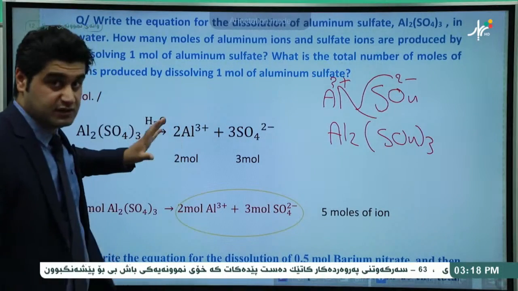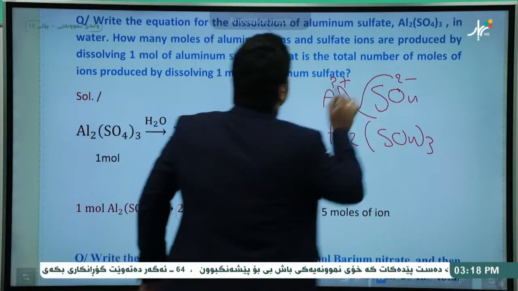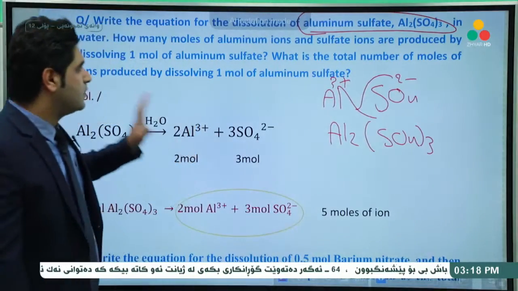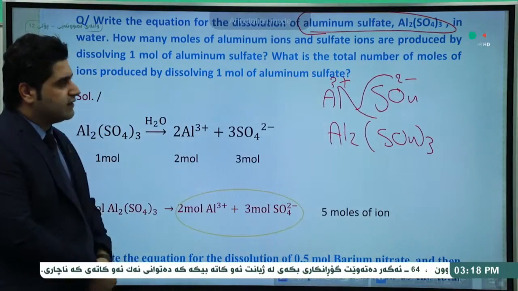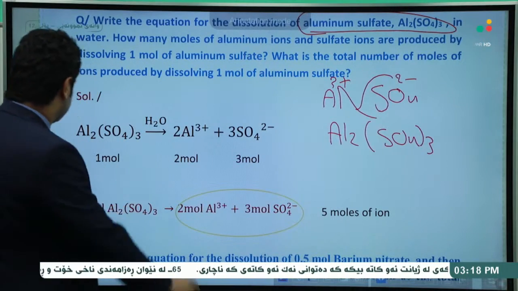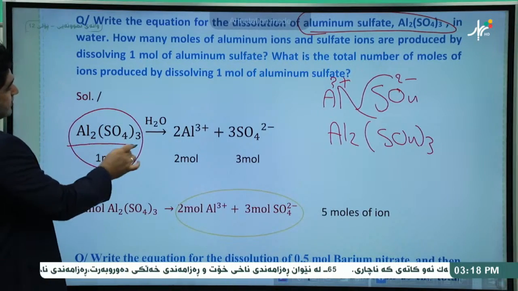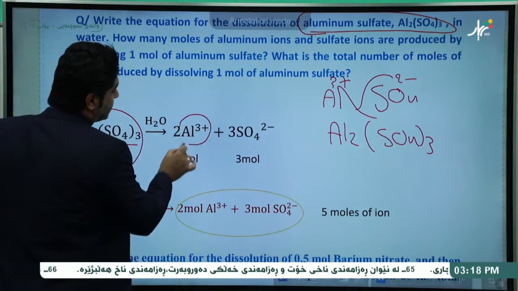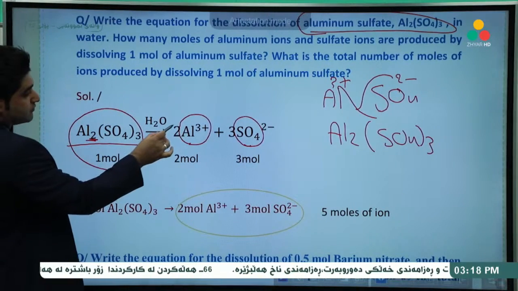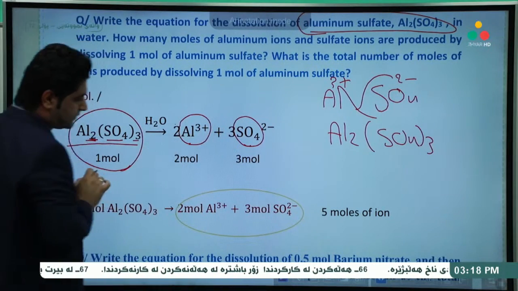In that kind of question, immediately point at your compound. What is our compound? Aluminum sulfate. Very good. Then, okay, we pointed at our compound. Then, write the dissociation reaction for 1 mole. This is the dissociation reaction for 1 mole of aluminum sulfate, we get Al3+ plus SO4 2-. But because we have 2 Al, we should multiply by 2. We have 3 SO4, we should multiply by 3.